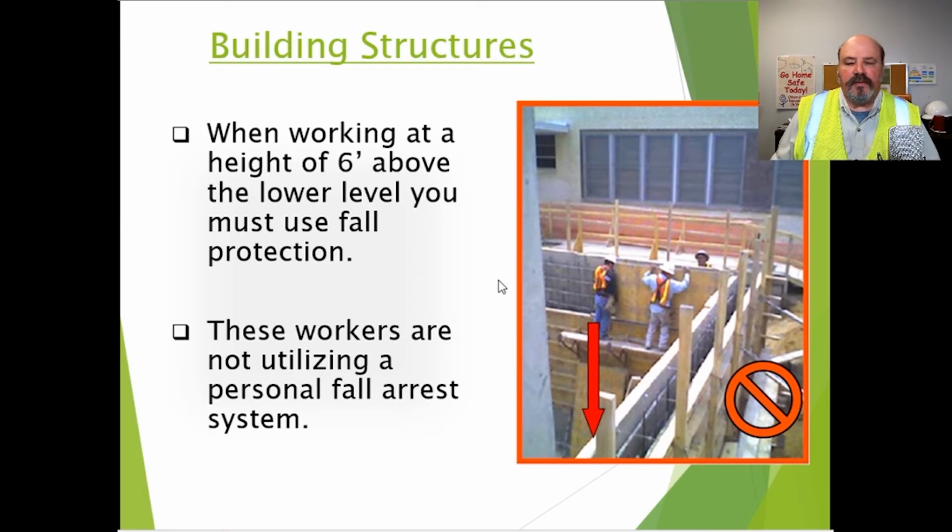When working at heights of 6 feet above the lower level, you must use fall protection. Here these guys are right here. They're not using any type of fall protection, and they've got a considerable drop behind them. So they would be in violation. They would be in big trouble, and OSHA would definitely cite them and the company.